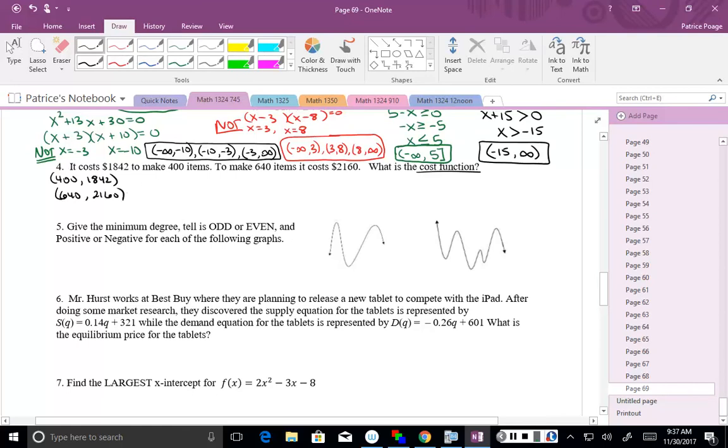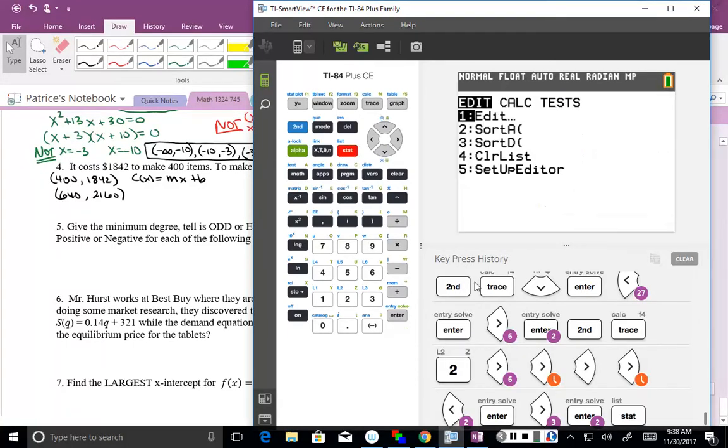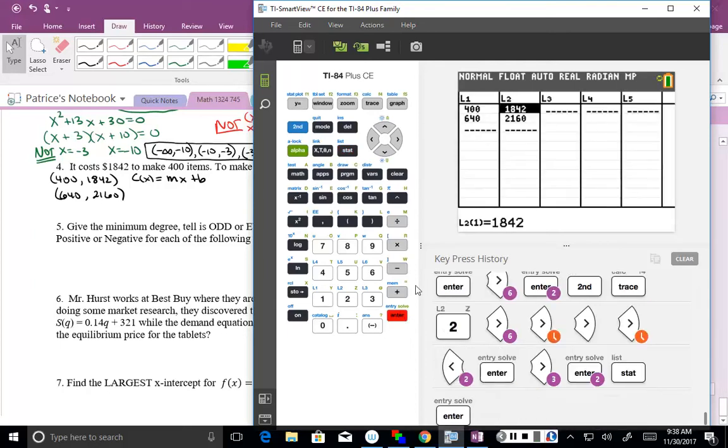And basically I want to find the cost function, which is just the equation of a line, y equals mx plus b. I personally would use my calculator on this, so I'm going to do it that way first. So what I would do is go to my calculator and put my x values in list 1 and my y values in list 2. So I'm going to go to Stat, Edit, and in list 1 I put 400, 640, and in list 2 I put the corresponding y values.